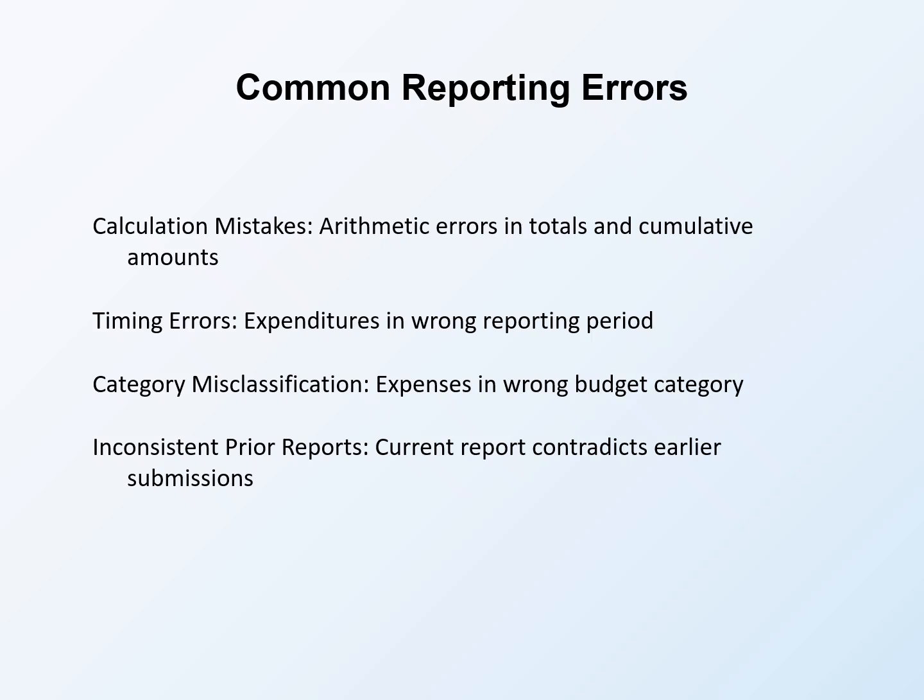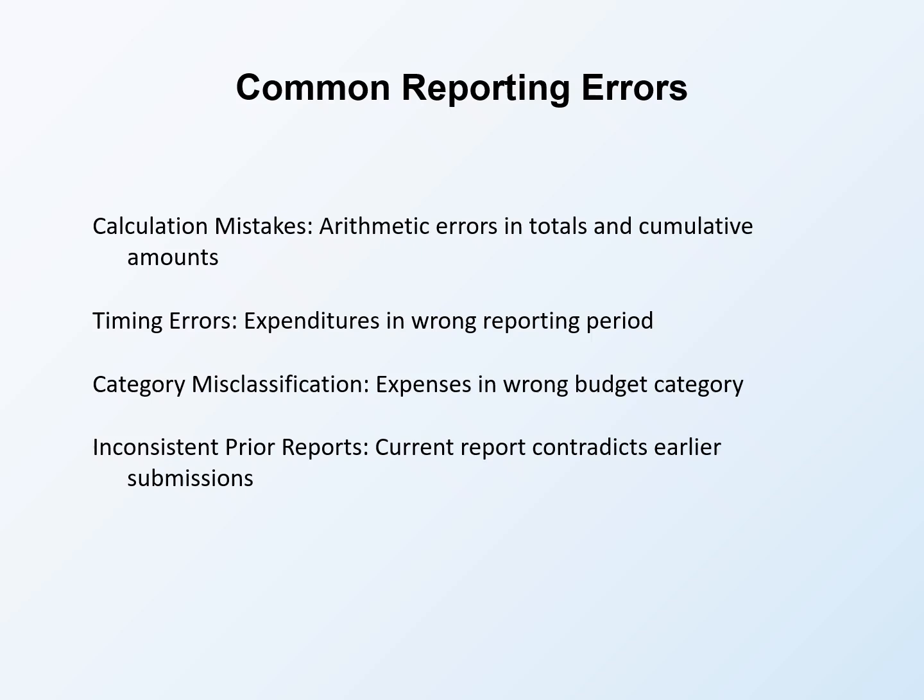Category misclassification puts expenses in the wrong budget category. Travel expenses reported as supplies or personnel costs reported as contractual misrepresent how funds were used. Ensure each expense is reported in the correct category, matching your approved budget.